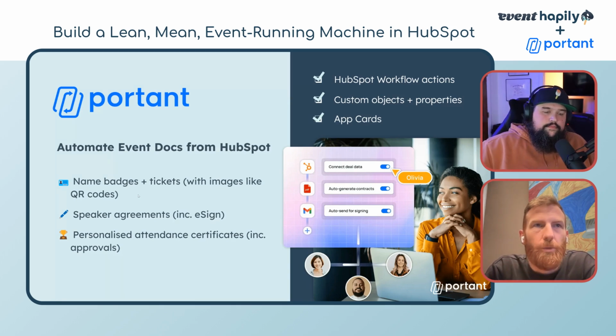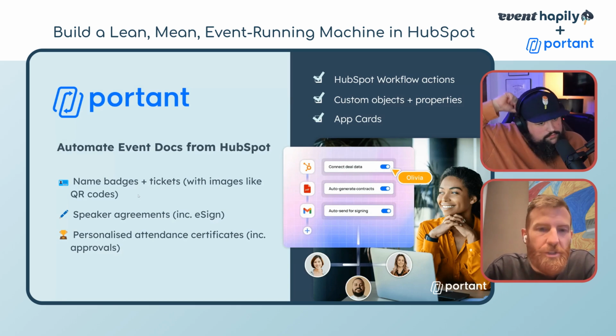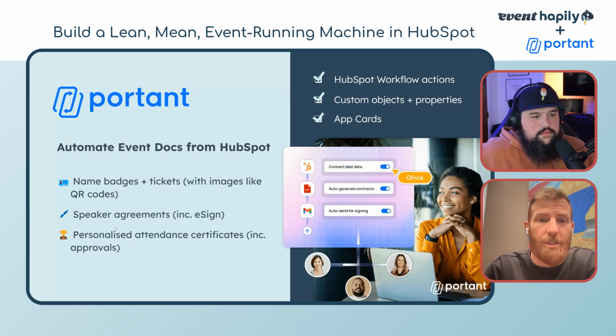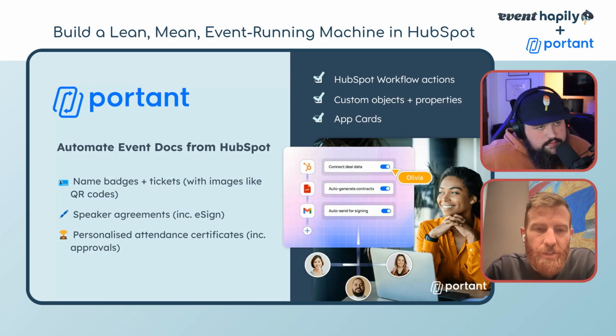A lot of people are ripping out DocuSign because of their ridiculous costs and replacing it with Portant because we have our own e-signing software solution built in. And so you can customize contracts and then send them out for e-signature and have that all tracked within the deal or contact or company or custom object record. So, awesome. Yeah. Nice.